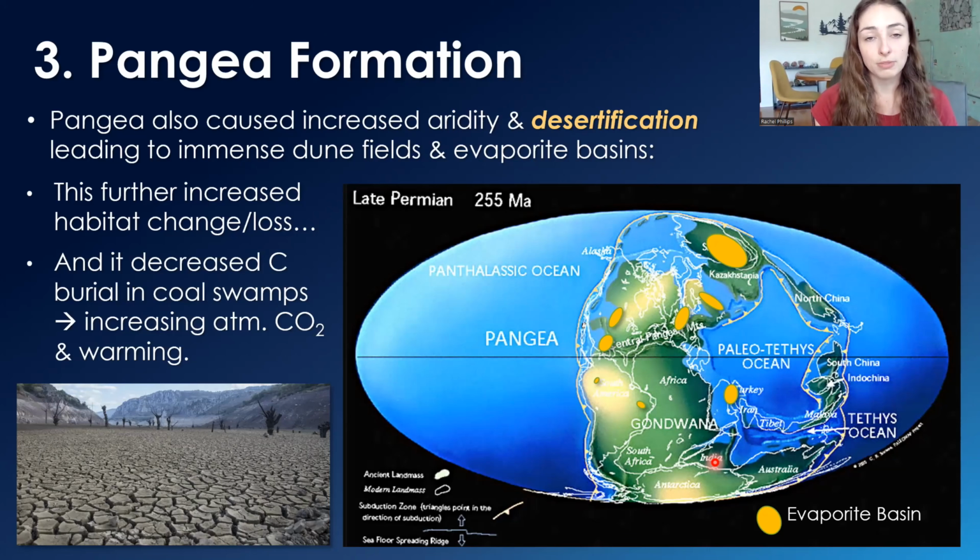If you don't know, the Carboniferous period is known for its swampy terrestrial ecosystems that led to massive coal deposition, which is why we call it the Carboniferous. And these swamps dried up in the Permian due to the formation of Pangea, and this increased CO2 in the atmosphere and warming because it stopped all of that carbon sequestration going on.